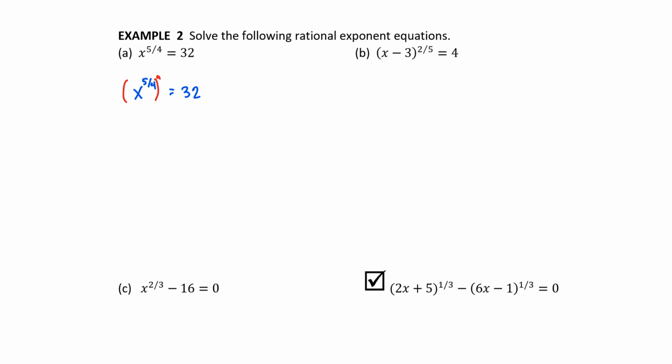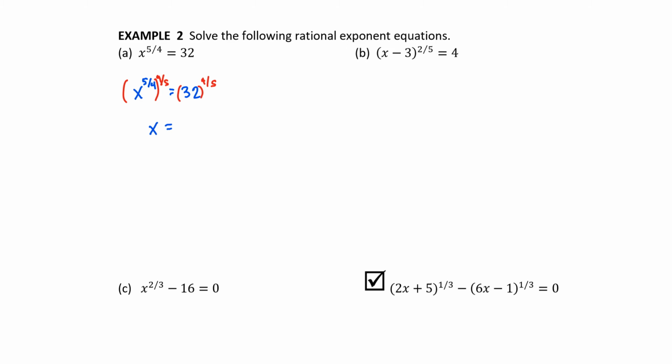So I'm going to raise both sides to the 4/5 power. Now, be careful that you write the 4/5 in the exponent on the right. That's not 32 times 4/5. This is 32 raised to the 4/5 power. So be careful how you write it so that you interpret it correctly. On the left, we have one power raised to another power, so we know we're supposed to multiply those powers. 5/4 times 4/5 equals 1. So we have x to the power of 1, or we can write it more simply just as x.